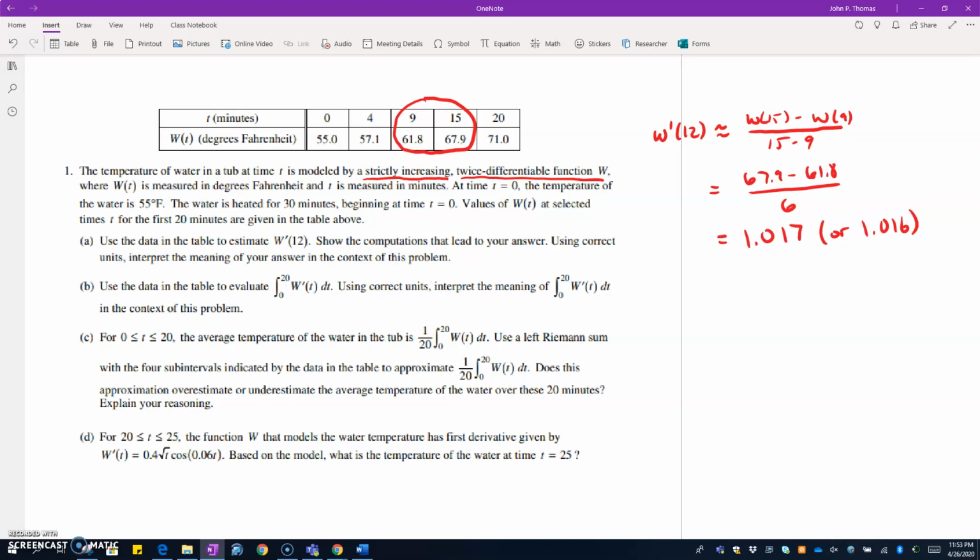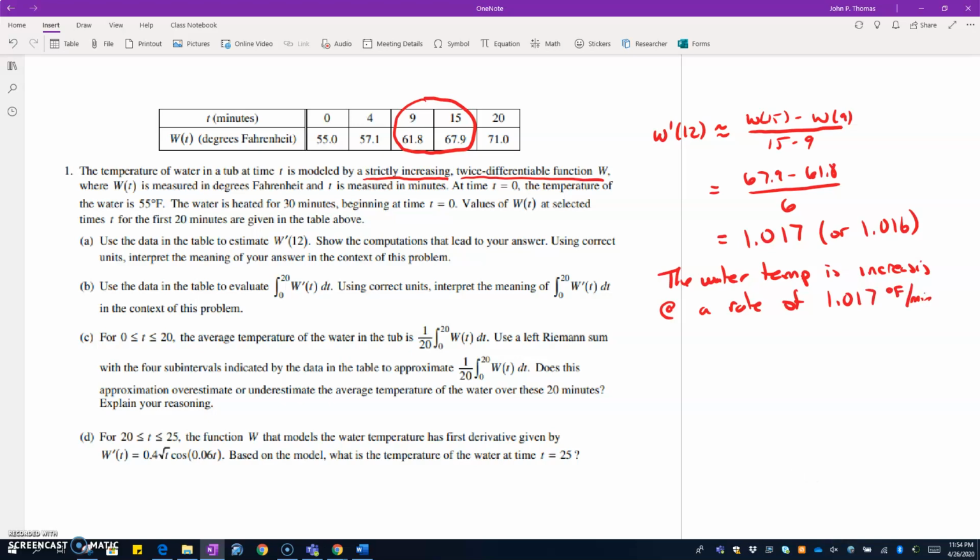So this was degrees Fahrenheit for W of t, and t is in minutes. So it tells you the temperature at a certain time. So this would be the rate at which the temperature is changing. So what we'll say is the water temp is increasing at a rate of 1.017. Look back to my units, so degrees Fahrenheit per minute.